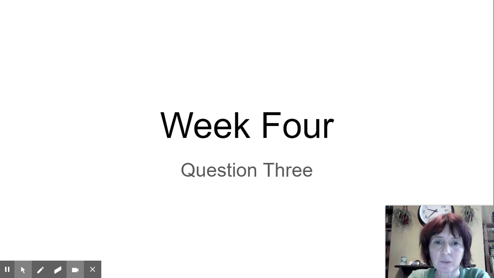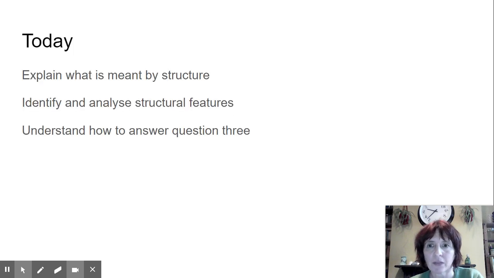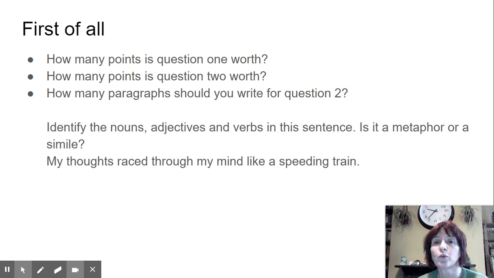We are looking this week at question 3, which is all about structure. So all those things you learned about language, you need to forget when we're talking about this question. So today, by the end of the lesson, you're going to be able to explain what's meant by structure. You're going to be able to identify and analyse structural features in a text and understand how to answer question 3. So before we do all that, a bit of a recap on last week.